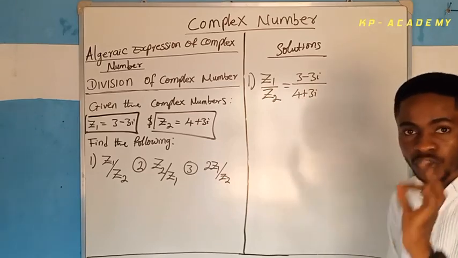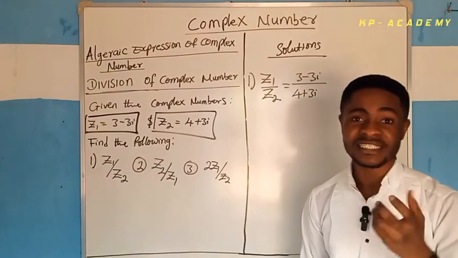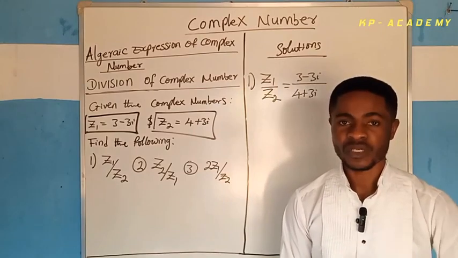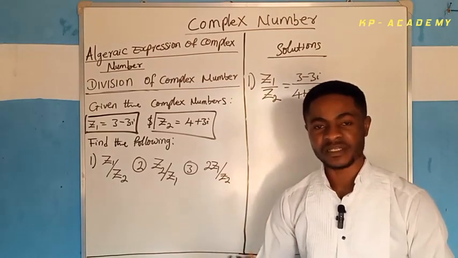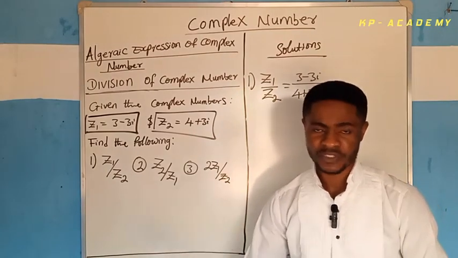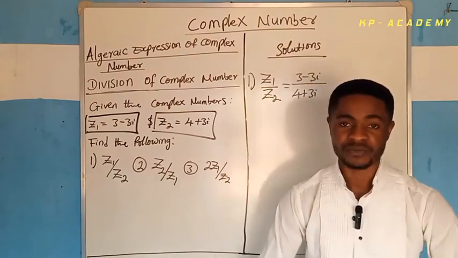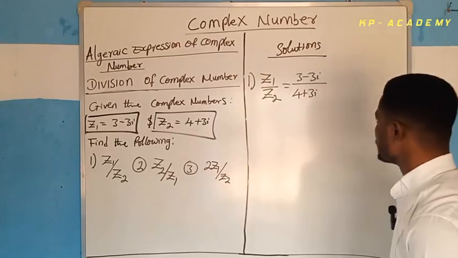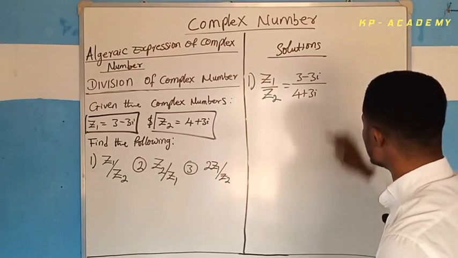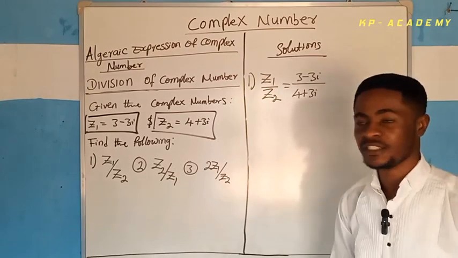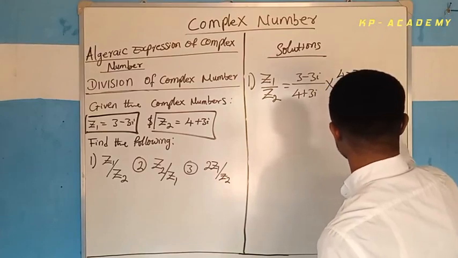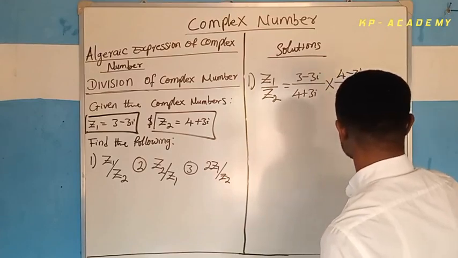Don't forget, the conjugate is only obtained by changing the sign of the imaginary part, not the sign of the real part. If the imaginary part is bearing a positive sign, change it from positive to negative, and what you have will be the conjugate. Here it is positive, so I'm going to change it from positive to negative. By doing that, it will help me remove i from the denominator. So this is going to be times 4 minus 3i all over 4 minus 3i.